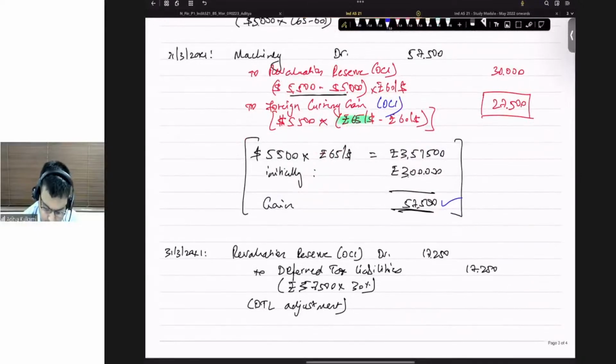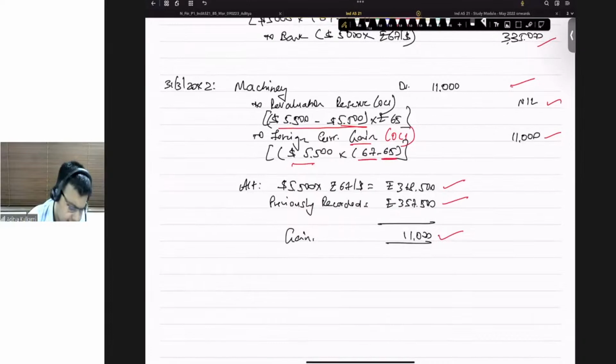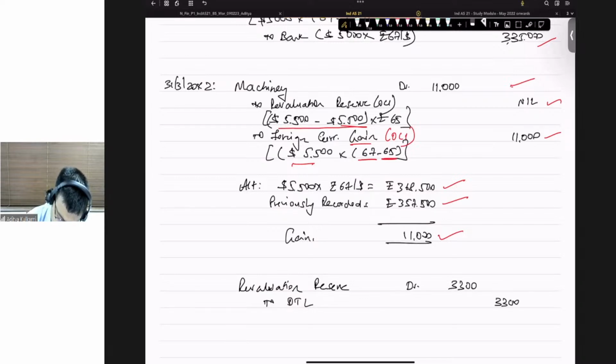Yes. Reval reserve. Okay. And finally, one entry is remaining, which is the tax impact. For now you just pass the entry and keep: revaluation reserve debit to deferred tax liability, 3,300.